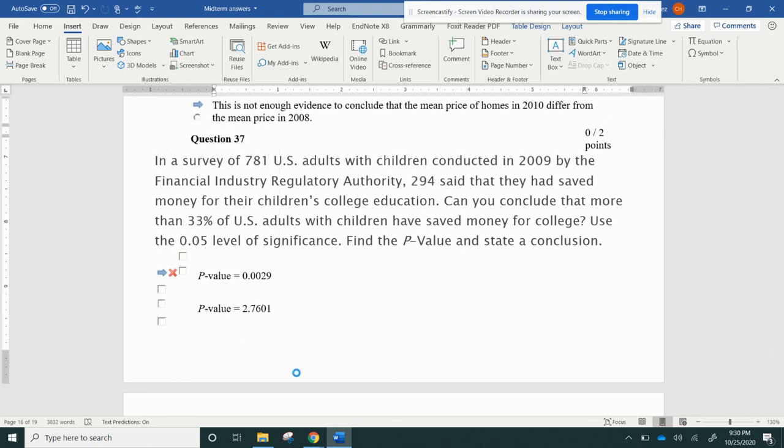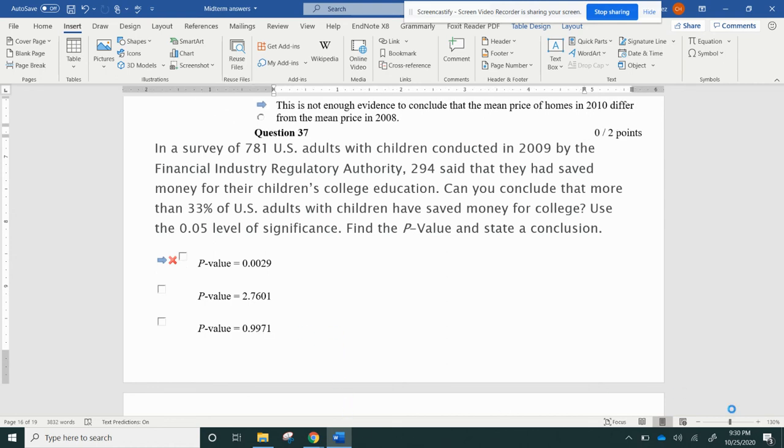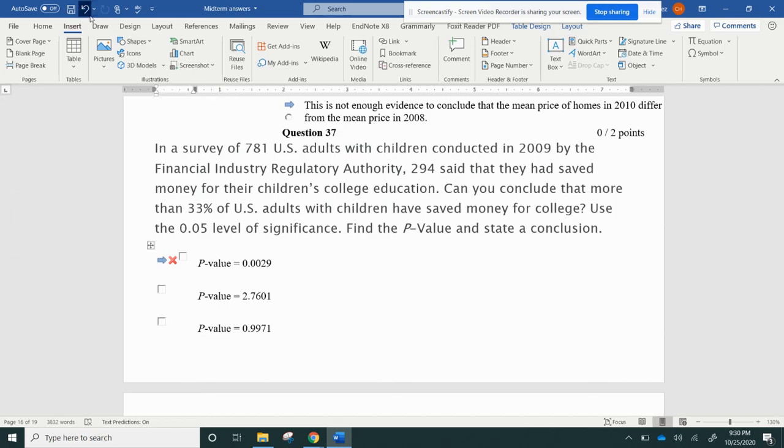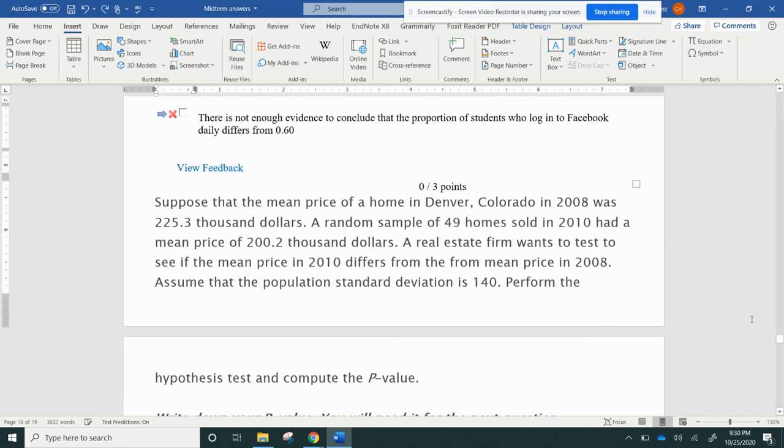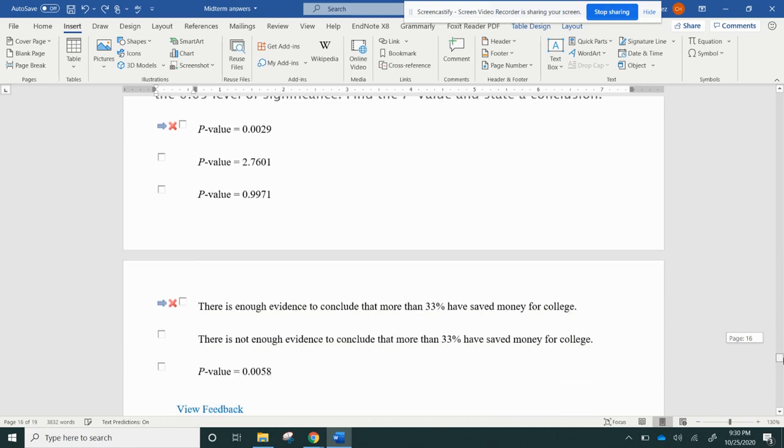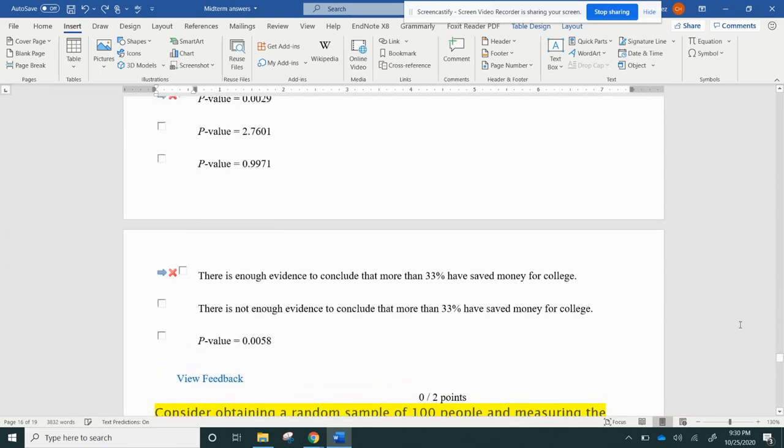And those are how you do the proportion ones. I think that was it. Why is it being weird? My thing is just being really weird. Let me see, I think that was it. 37, yep, we're good. So I'm going to stop it now.